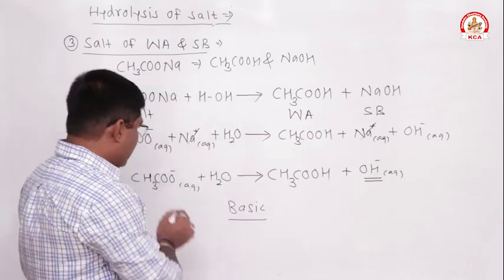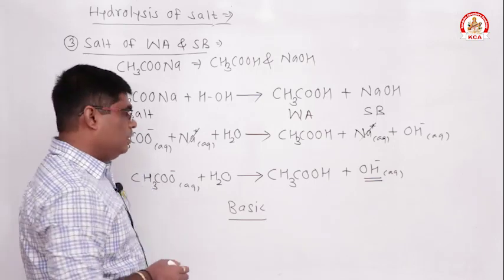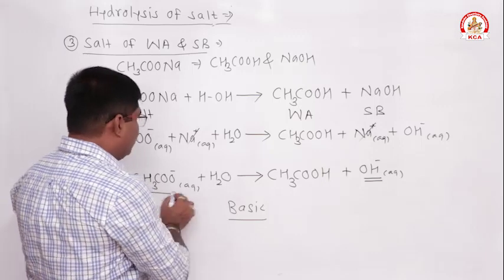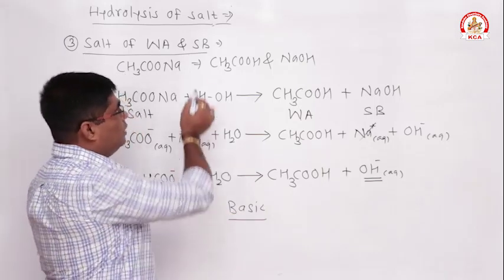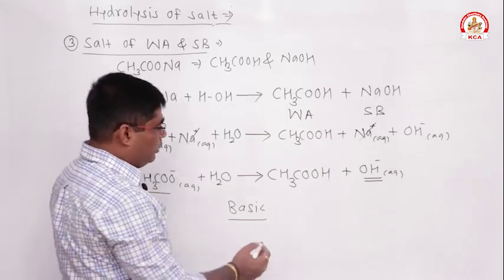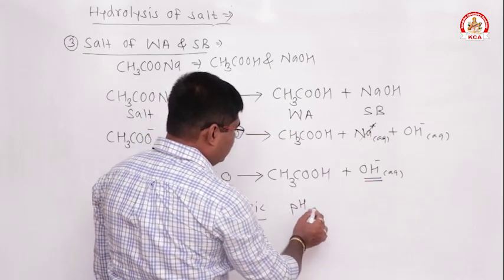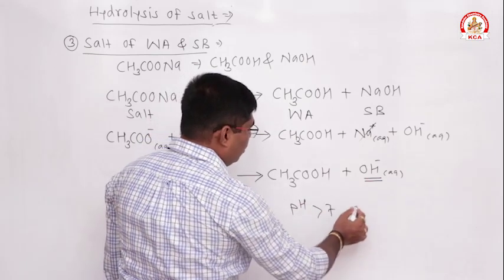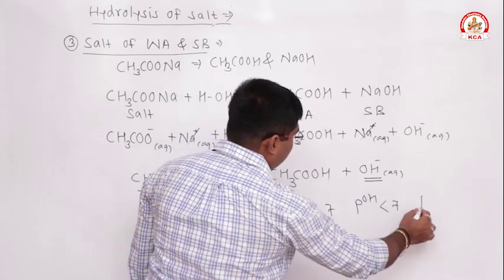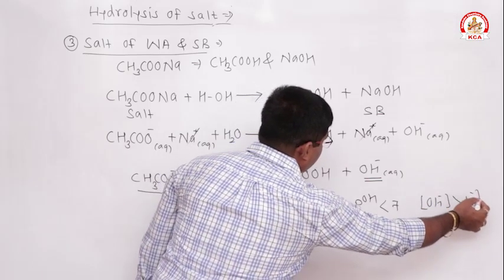So here the anion undergoes hydrolysis. Hydrolysis म्हणजे काय? Cation or anion or both the ions of a salt react with water to produce acidity or basicity. Here the anion reacts with water to produce basicity, and such a type of salt undergoes hydrolysis. What is the nature of this salt? Basic in nature. And what is its pH? Its pH is greater than 7, or its pOH is less than 7, and its concentration of OH minus ion is also greater than 10 raised to minus 7.